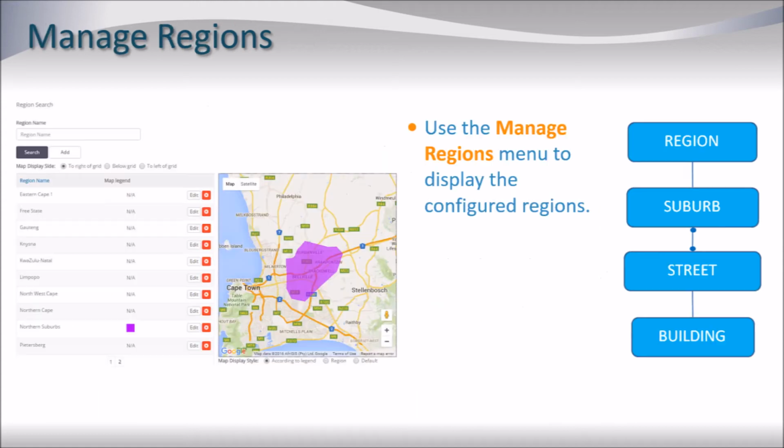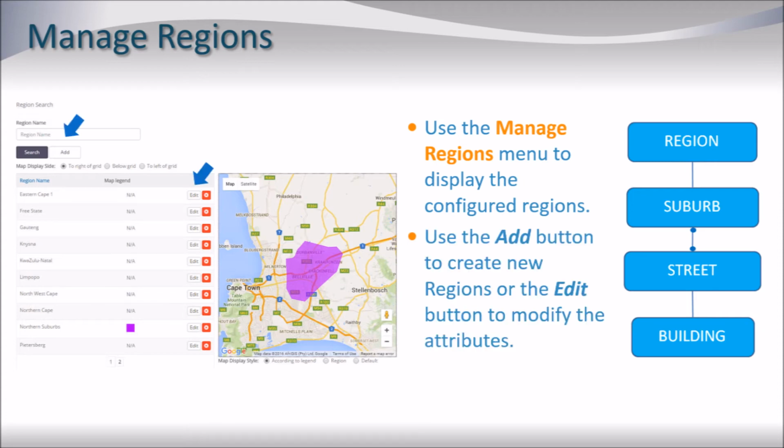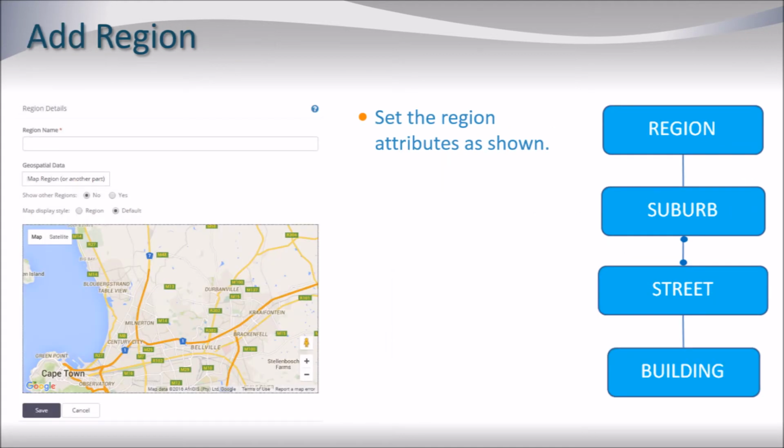Use the Manage Regions menu to display the configured regions. Use the Add button to create new regions or the Edit button to modify the attributes of an existing one. You can also set the polygon shape and colors for the layer in Google Maps. To add a region, set the attributes and simply click Save.